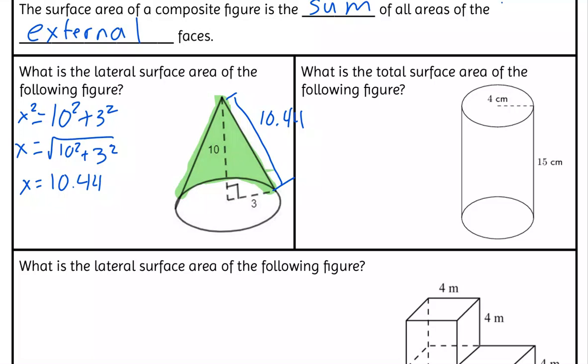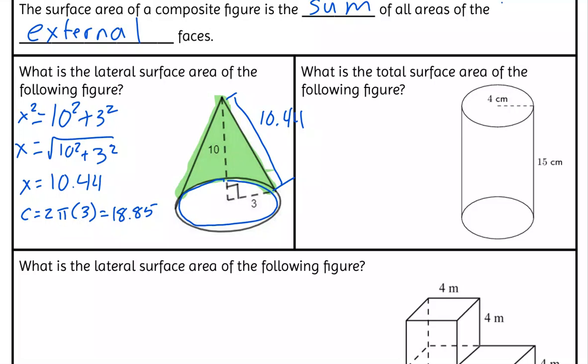Now what I need to do is find the circumference of this circle. When I do that, that gives me the entire base for my triangle. So the way we're going to do that is circumference equals 2 pi r. So we're going to do 2 pi times 3. So again, I'm going to plug that into my calculator, and I end up getting 18.85 as the circumference of that circle down at the bottom.